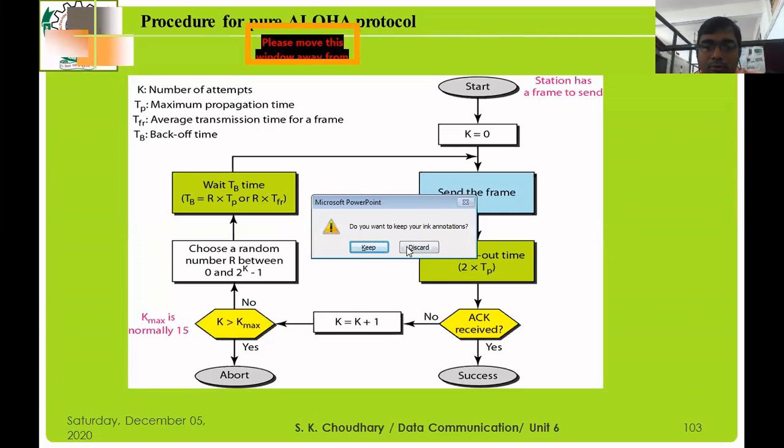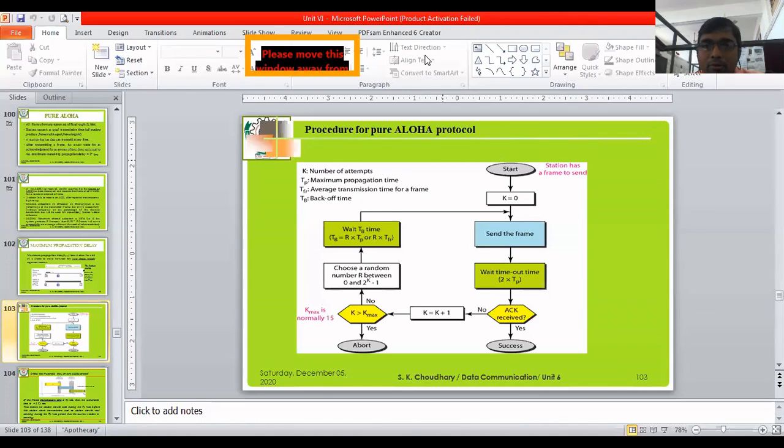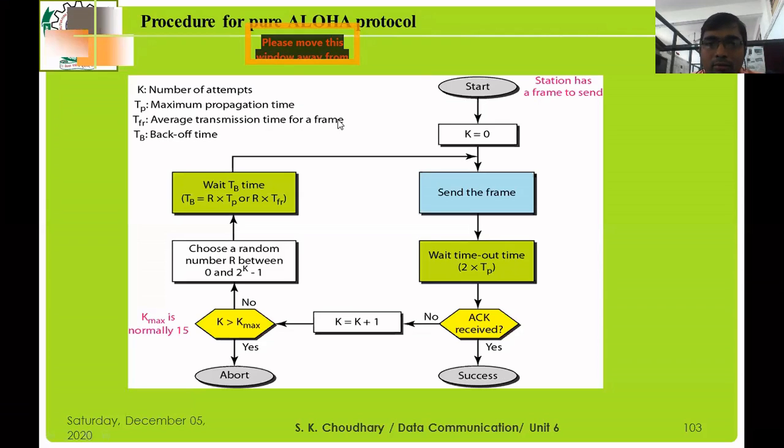Now we have to see one procedure, the procedure for the pure Aloha. If you want to see the procedure for the pure Aloha, we start: the station has a frame to send. Please take a screenshot of this procedure.